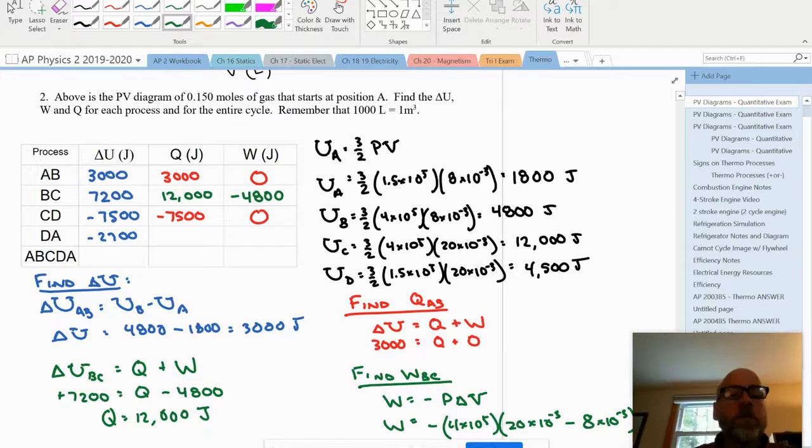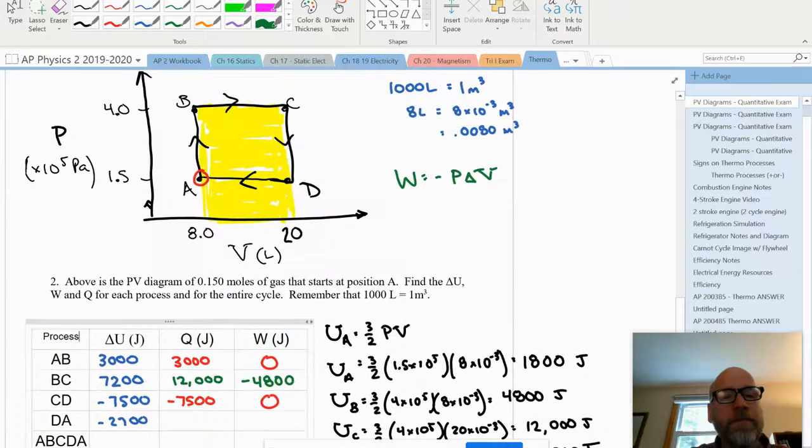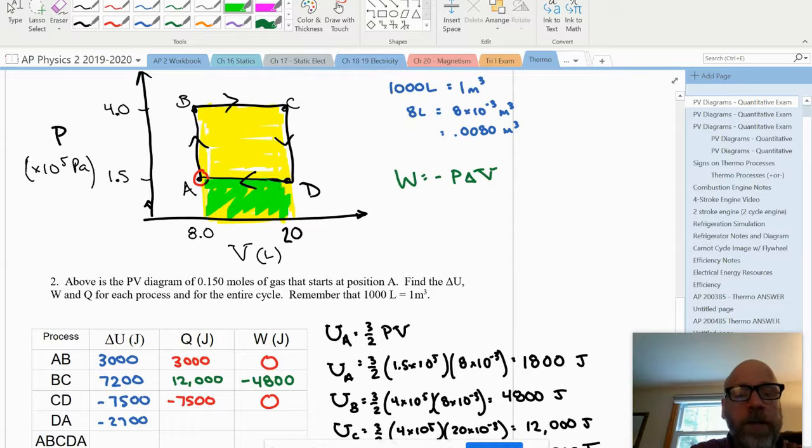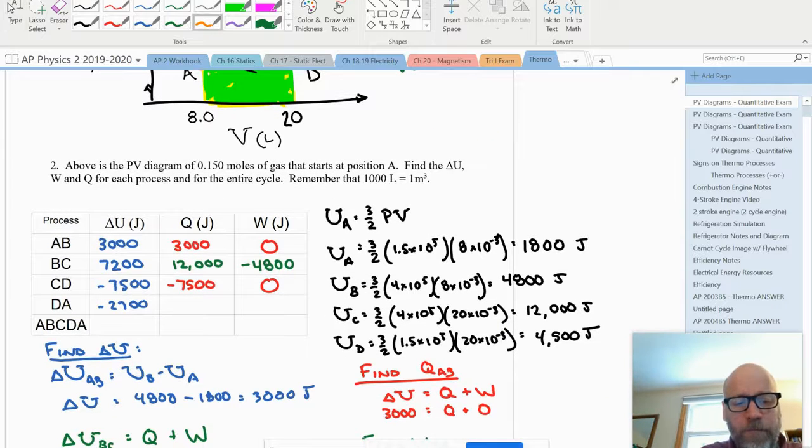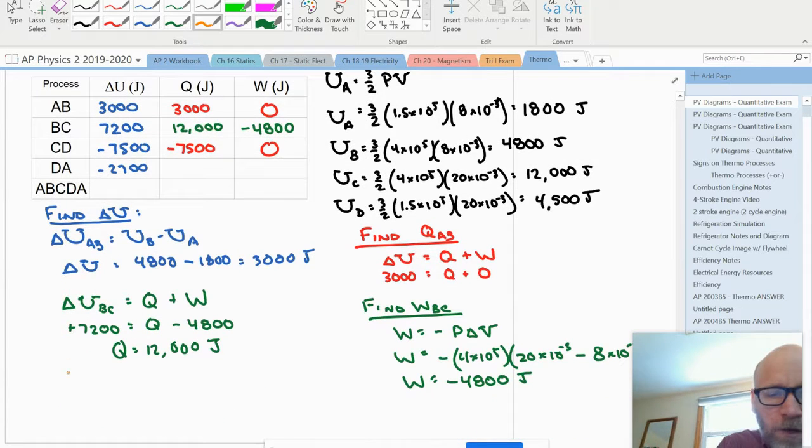Okay? So heat was added and the gas expanded. Now, if I play the same game with D to A, I can find the area under the curve from D to A, and that would be the work done on the gas. Why don't I do that? Let's do it.